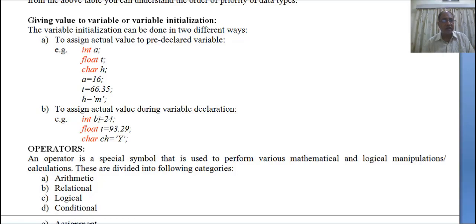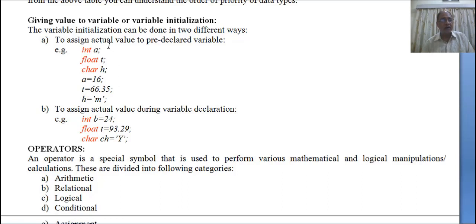And to assign the actual value during the variable declaration directly, that is called int b is equal to 24. Here we are declaring the variable as well as assigning the value to it. We are declaring the variable float t and assigning the value 93.29 to it. So this is called direct initialization, or you can say dynamic initialization, where we directly assign the value while declaring the variable. char ch is equal to 'y'.